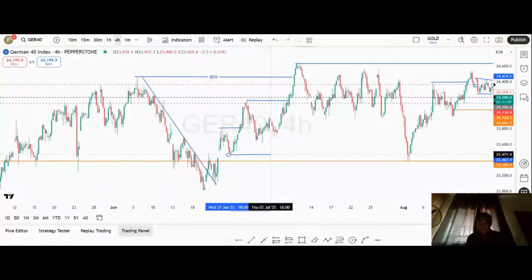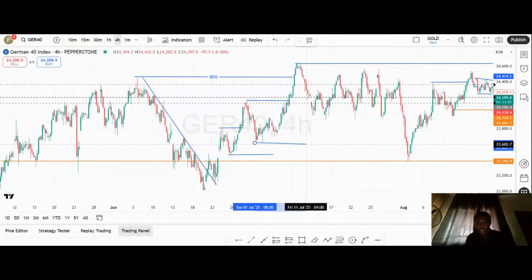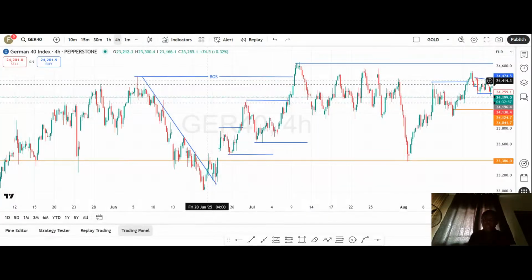So all these lows are the change of character. The market shouldn't go below all these places. These are the lows that I'm telling you about. These are the lows that the market will come and hunt as inducement, external BOS. So all these are BOS.